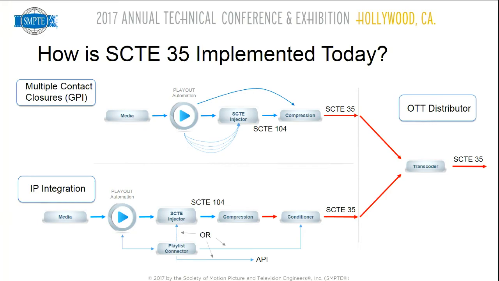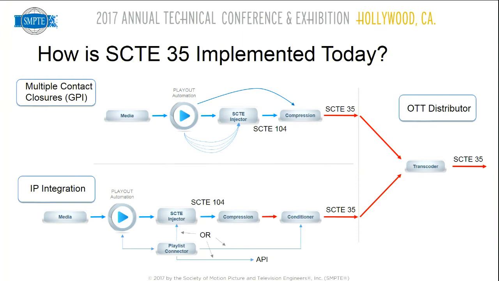In terms of how SCTE-35 is implemented today, there are basically two ways of doing it. The top workflow is using contact closures. Yes, it's still used today. GPI, or general purpose interface, contact closure, the automation system.